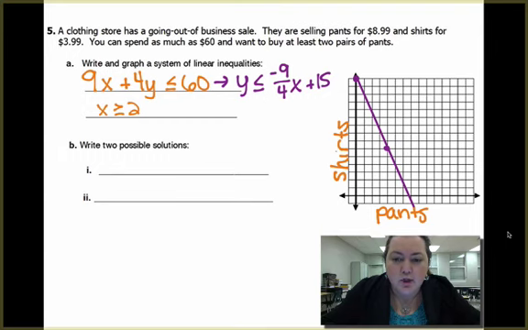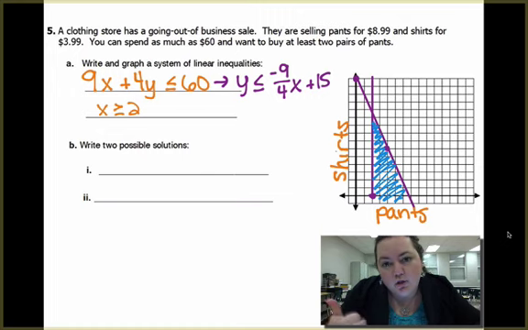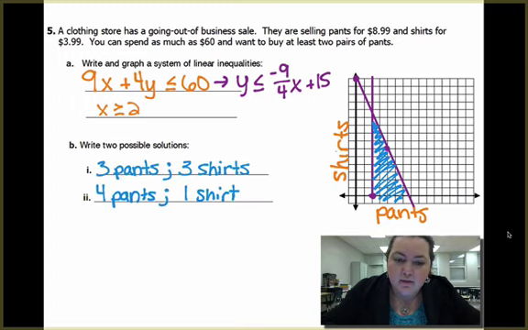I could pick a test point and shade. And then my other one, I have X is greater than 2. So I'm going to go over to 2 on the X-axis, and that's going to be a vertical line. Okay. And then the section where they overlap, this one I would definitely suggest pick a test point, but it says X is greater than 2. So it's going to be the numbers bigger than 2 on the X-axis. So I can pick 2 points inside that blue section. I could do 3 pairs of pants and 3 shirts, or 4 pairs of pants and 1 shirt, or something else. There's plenty of other combinations in there.